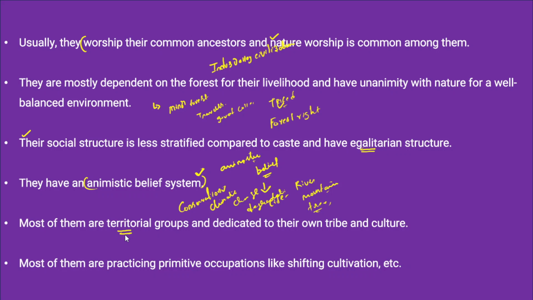Similarly, most of the tribal groups are located in different territorial groups, and they are dedicated to their own tribe and culture. Most of these tribes are dedicated to their own tribe and culture because their identity is their own tribe, the clan, and their culture. And in fact, most of these tribal groups across the country have primitive agricultural practices. They practice hunting, they collect minor forest produce. Still the majority of these tribal communities also practice slash and burn cultivation method or shifting cultivation method.